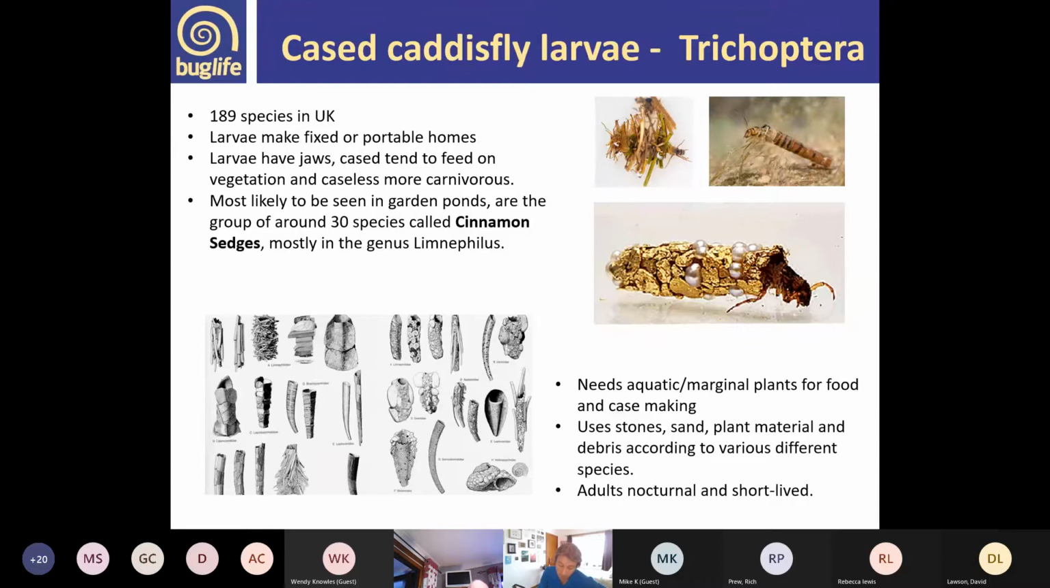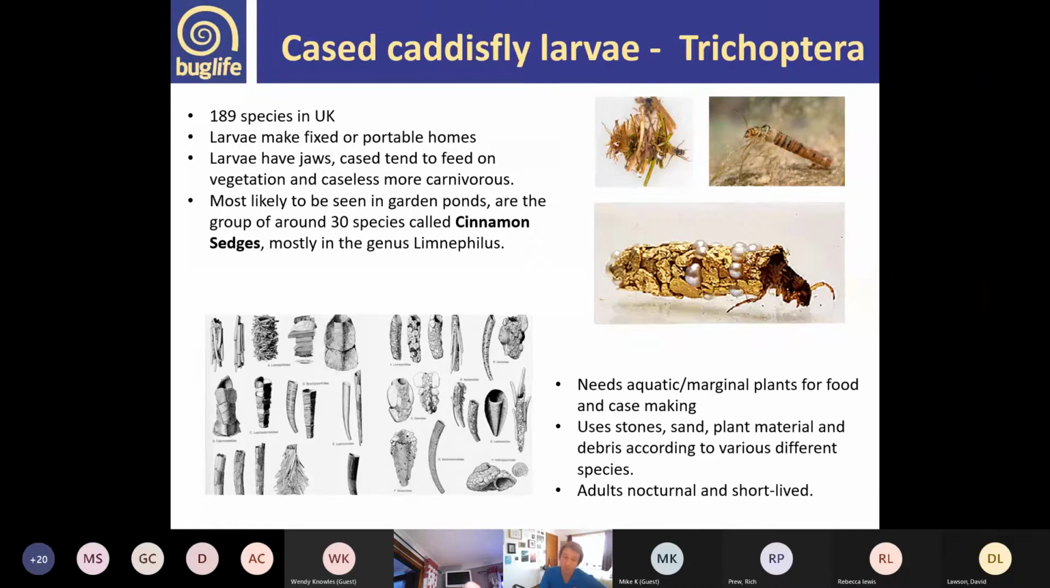The cinnamon sedge is the most common and likely to be encountered in garden ponds. They belong to the genus Limnophilus. The adults are nocturnal and short-lived, so like many insects, they spend the majority of their life cycle underwater.